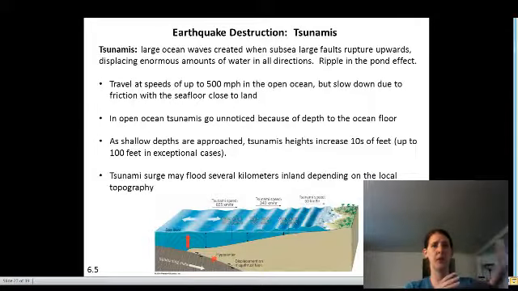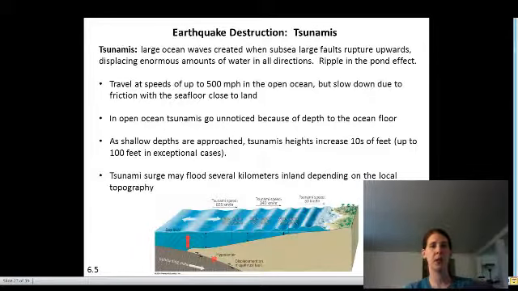So they're moving at a speed of 500 miles per hour, but in the open ocean, there's no friction to really make that wave movement visible, so it is extremely hard to determine where a tsunami is until it starts to approach shore, until it starts to impact this bottom material here. As it approaches that shallow depth, tsunami height increases up to 100 feet in some instances.